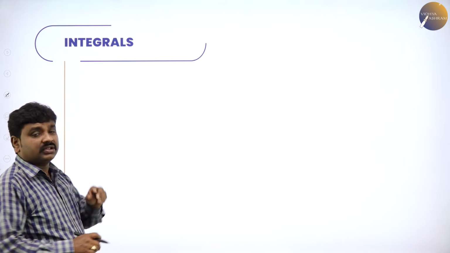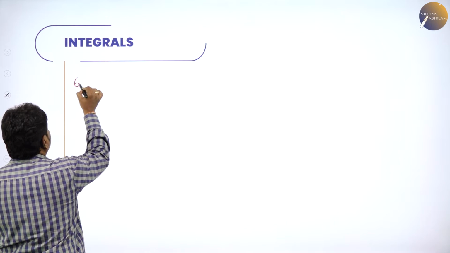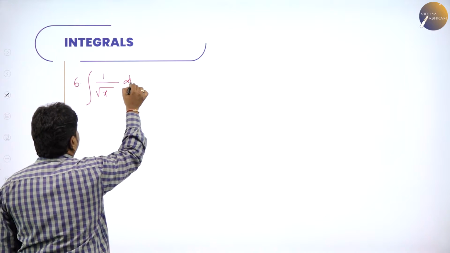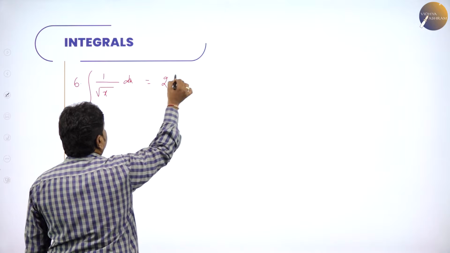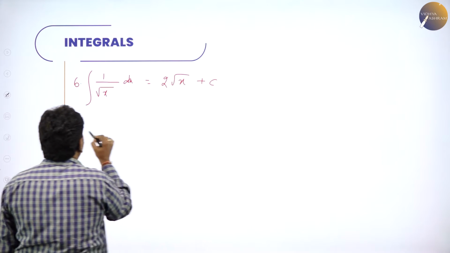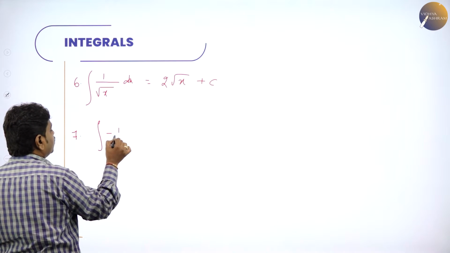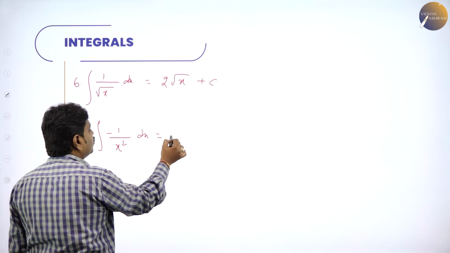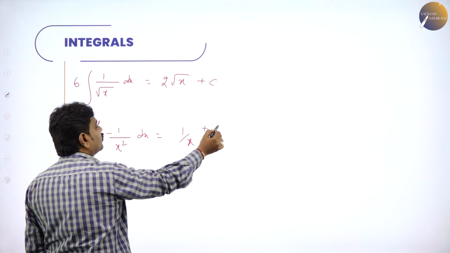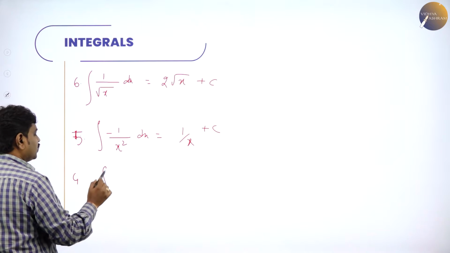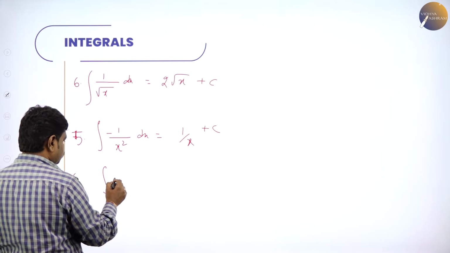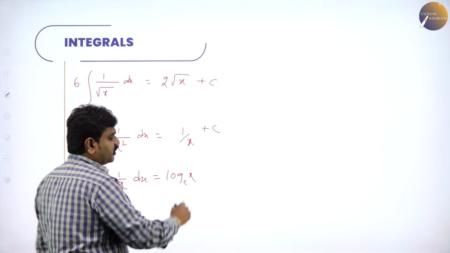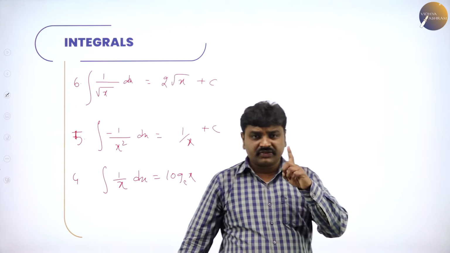So now we have learned 3 more formulae. Sixth one, integration of 1 by root x. What is integration of 1 by root x, my dear students? 2 times root x plus c. Very important. Fifth one, minus 1 by x square if I give, what is the integration of minus 1 by x square? 1 by x. And fourth, integration of 1 by x is log x. So these are the 6 standard functions. So all 6 standard functions, become thorough.